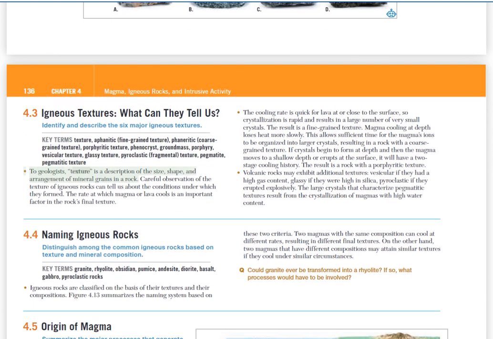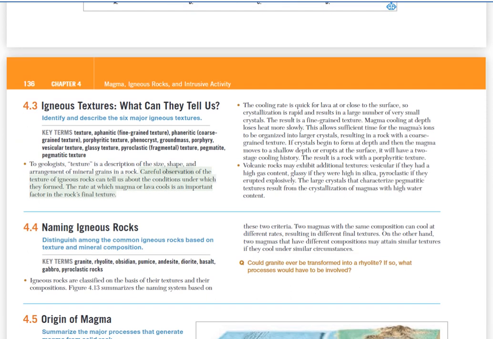To geologists, texture is a description of the size, shape, and arrangement of mineral grains in a rock. Careful observation of the texture of igneous rocks can tell us about the conditions under which they formed. The rate at which magma or lava cools is an important factor in the rock's final texture.